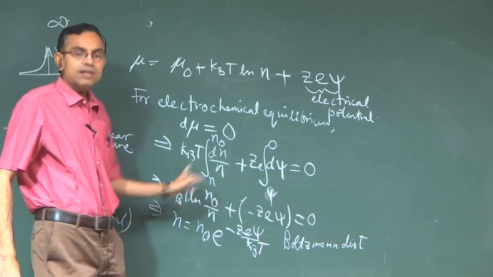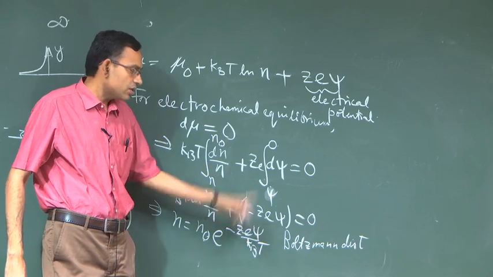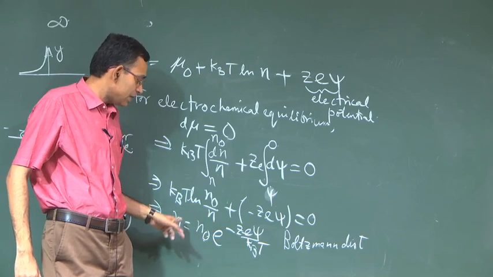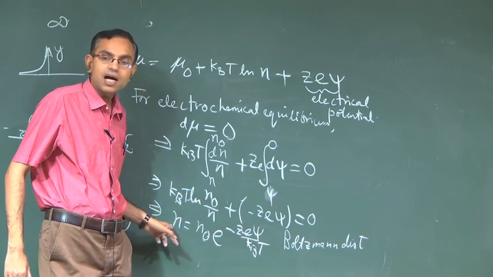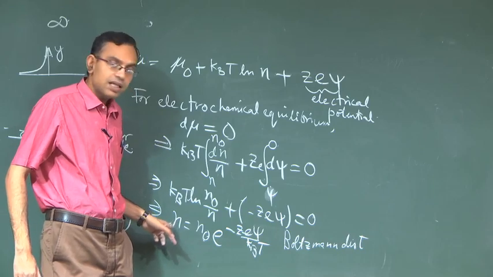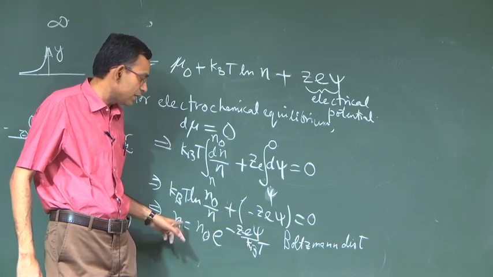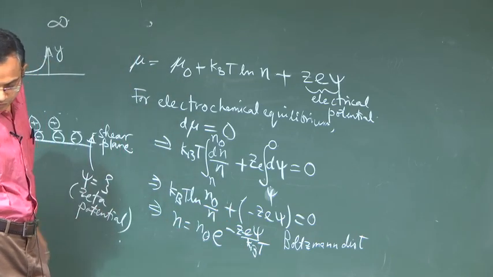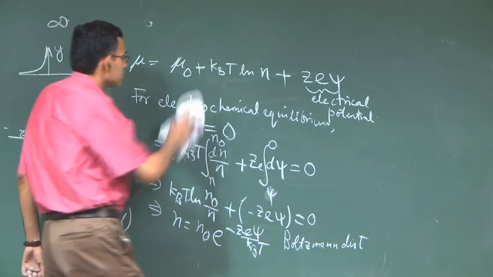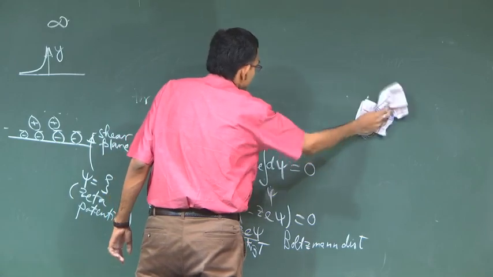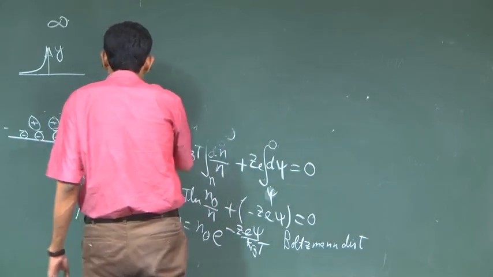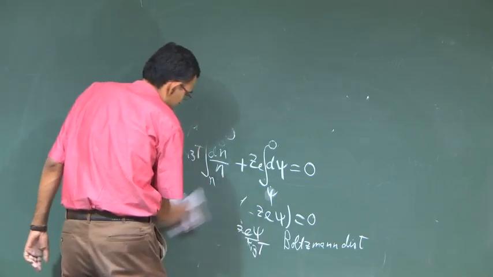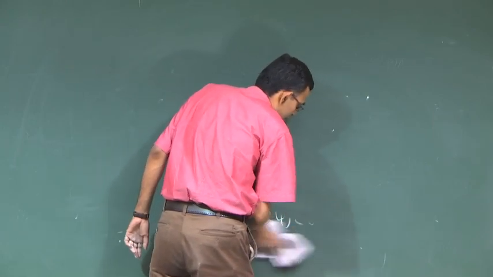So now this does not complete our system of equations. Why does this not complete our system of equations? The reason is that we have related the potential with the charge, but we need another equation to close it, because here there are two variables, one is psi, another is n. Okay. So the other equation is provided by a very fundamental consideration in electrostatics called as Gauss law.